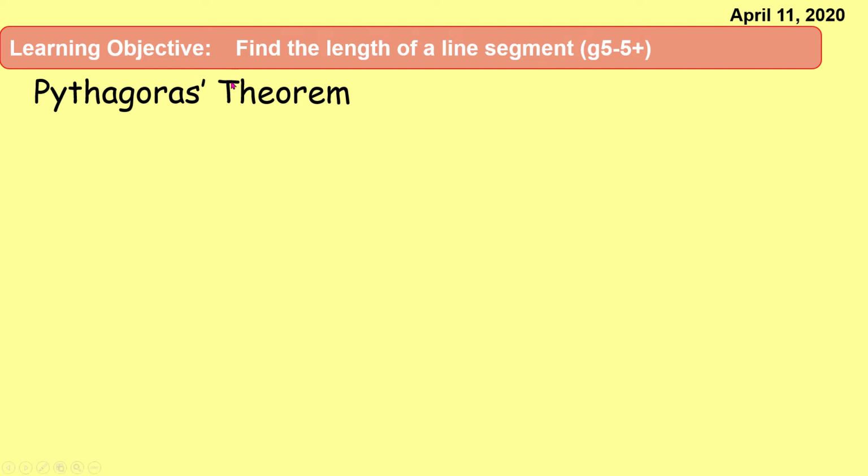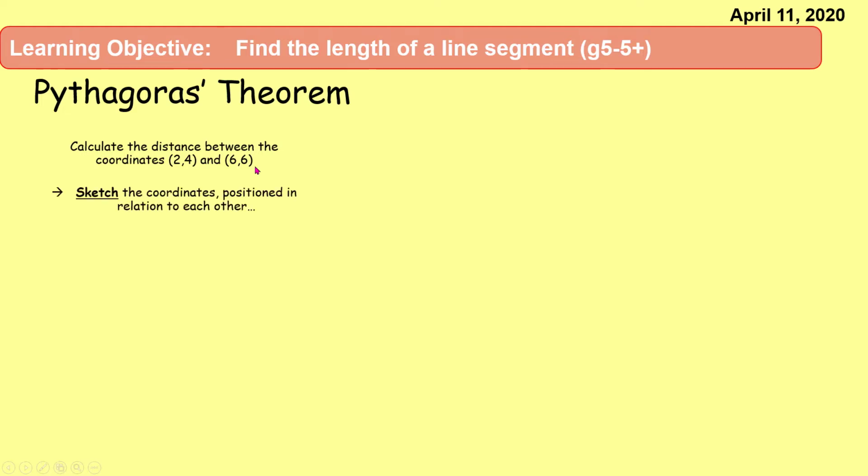Right guys, so today's learning objective is to find the length of a line segment. It's grades 5 to 5 plus, and all you do for this is use Pythagoras Theorem, so this should be really straightforward for you guys. So it says calculate the distance between the coordinates (2, 4) and (6, 6). So step 1 is sketch the coordinates positioned in relation to each other. This will really help you visualize it and get it right.